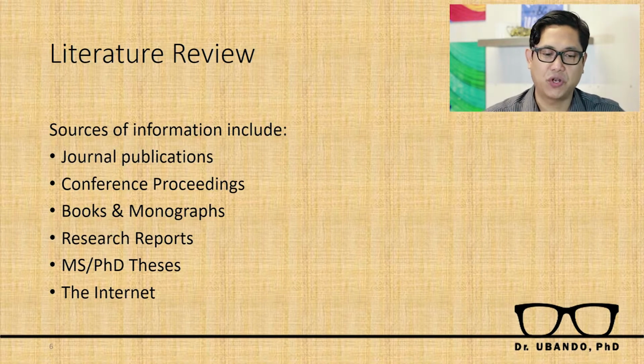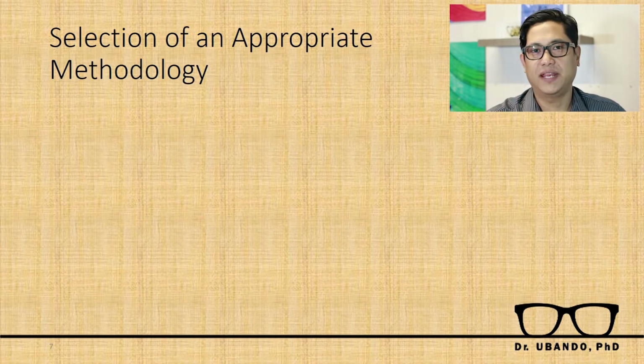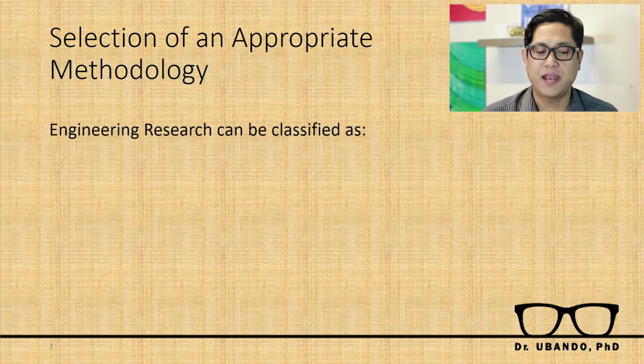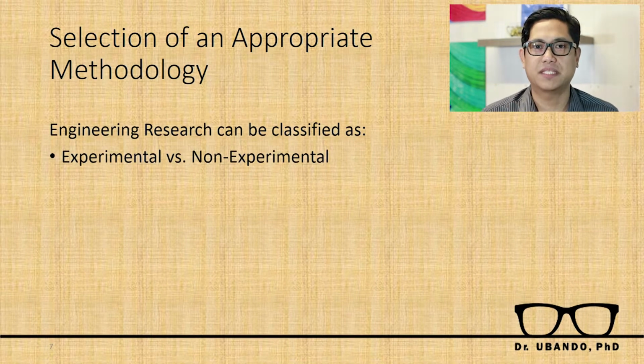Let's go now to the selection of an appropriate methodology. Engineering research can be classified as either experimental, non-experimental, or computational. So we have to identify if the problem statement that we have identified is applicable for an experimental methodology, or do we need computer simulations or non-experimental methodology to answer those questions. So it is essential for us to select an appropriate methodology.